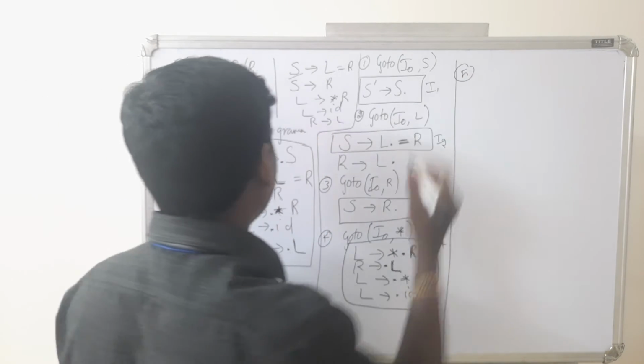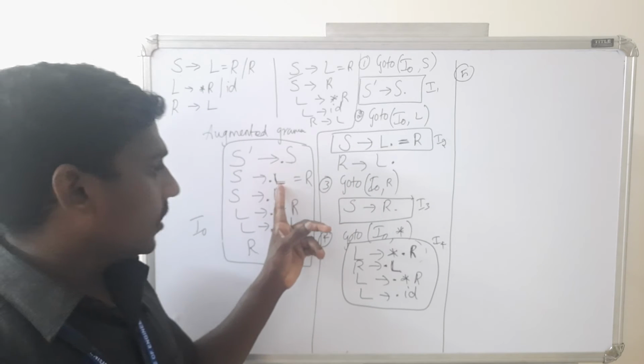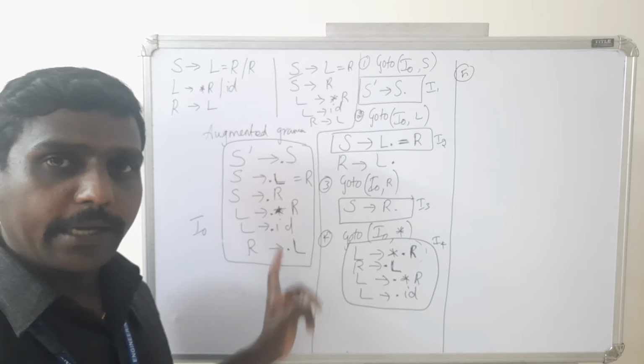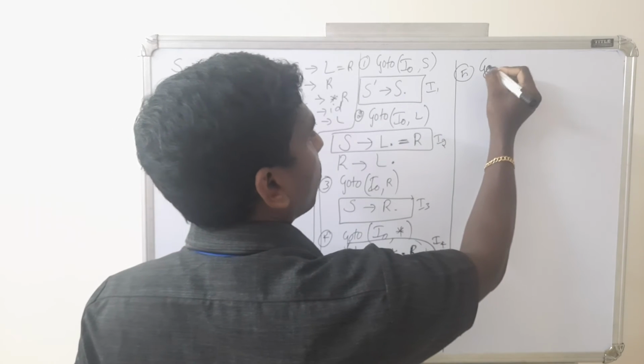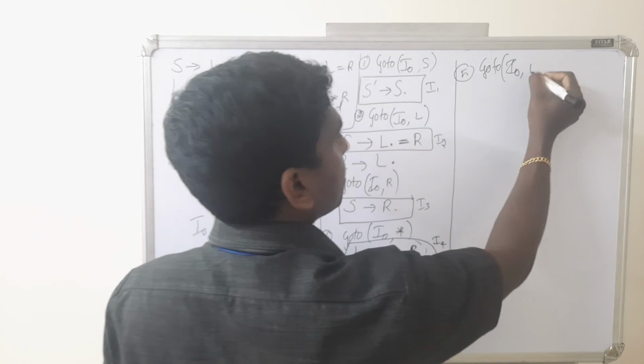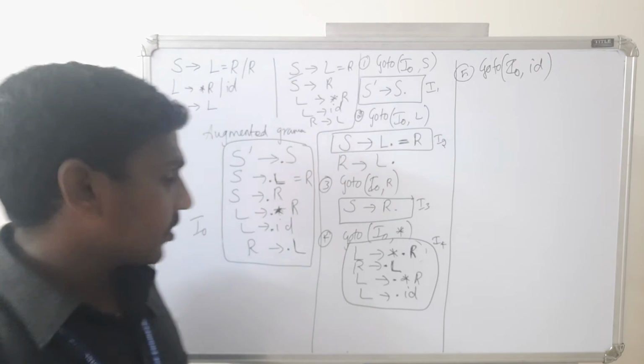Now the fifth step is: S is over, L is over, R is over, star is over. Again the dot comes near ID. So we want to write Goto of I0 comma ID, I0 comma ID. So what is our procedure?